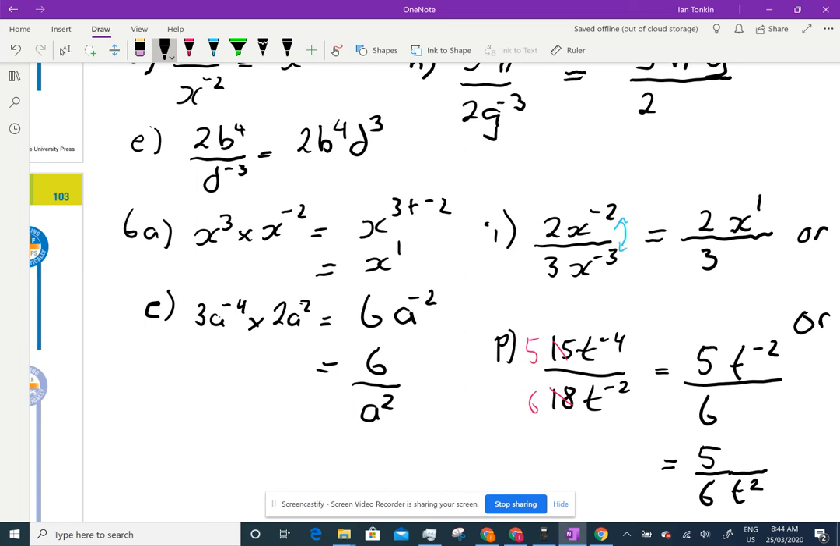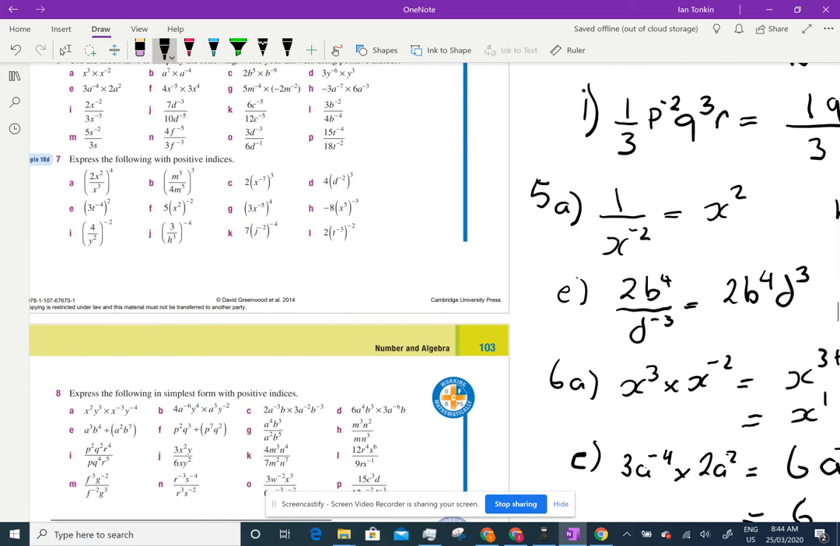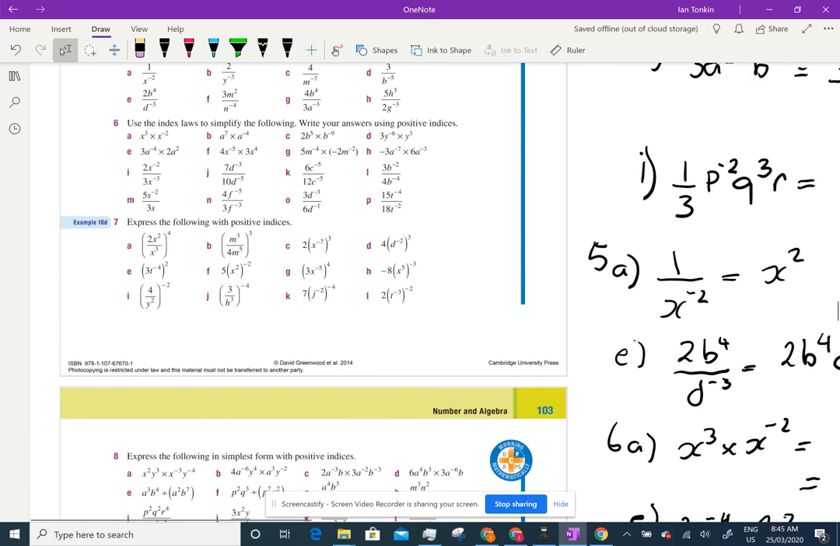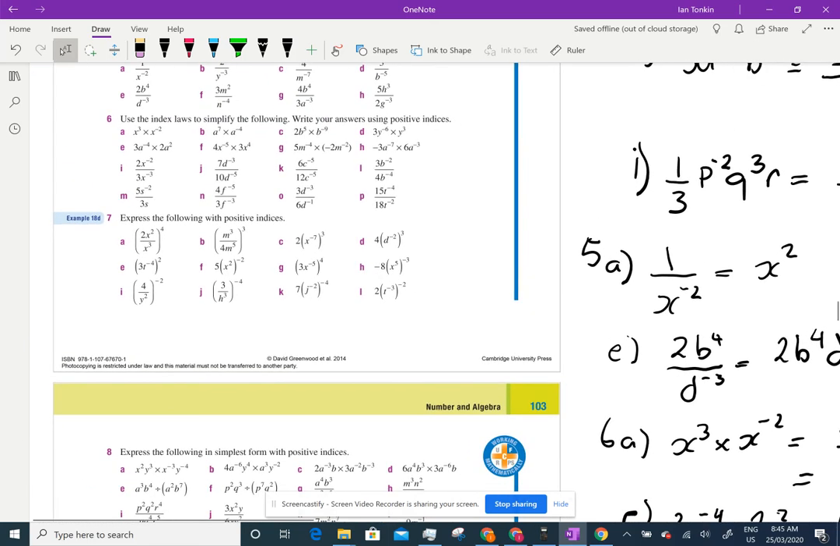And I'm just going to check, what was that question? 6p? Am I looking at the right one? For some reason, I've got a different answer. I'm looking at the wrong exercise, thank goodness. 2f, g, 6p. Yep, there we go, that's right.